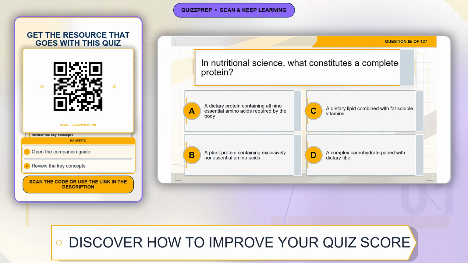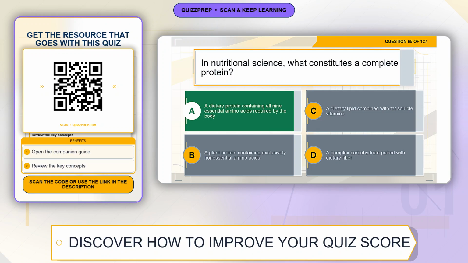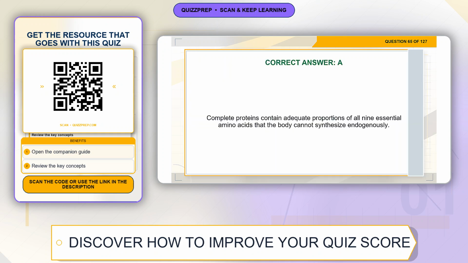Question 65. In nutritional science, what constitutes a complete protein? Option A, a dietary protein containing all 9 essential amino acids required by the body. Option B, a plant protein containing exclusively non-essential amino acids. Option C, a dietary lipid combined with fat-soluble vitamins. Option D, a complex carbohydrate paired with dietary fiber. The correct answer is option A, a dietary protein containing all 9 essential amino acids required by the body. Explanation. Complete proteins contain adequate proportions of all 9 essential amino acids that the body cannot synthesize endogenously.